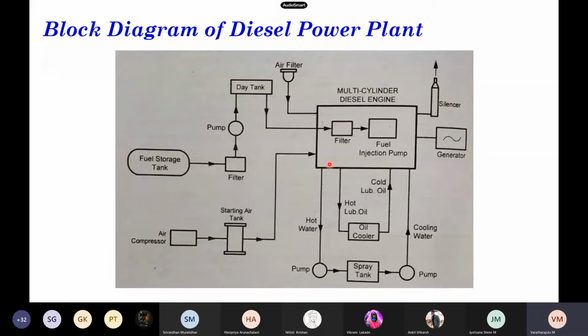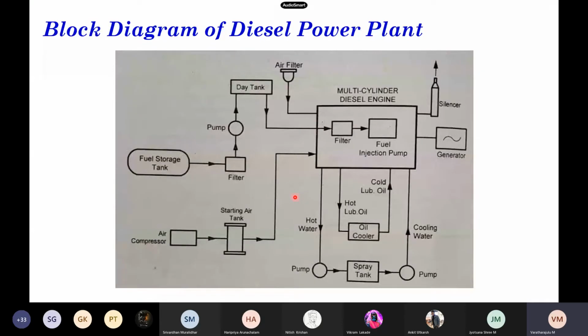The other circuit has the pump and spray tank, and again a pump. The hot water is circulated to the diesel engine. And here we have the lubrication system, and we will see them one by one. Through the diesel engine, we are getting rotary motion. That rotary motion is coupled with the generator. Once the generator is driven by the diesel engine, we are getting the power. That is the soul of the diesel power plant, and we'll see the systems one by one.